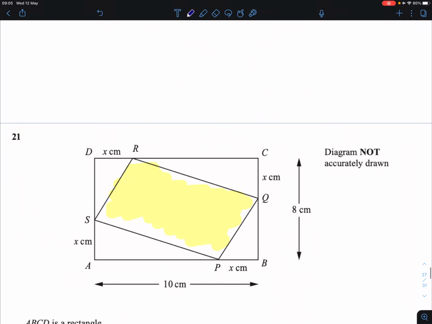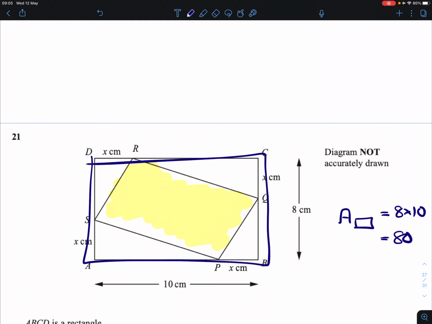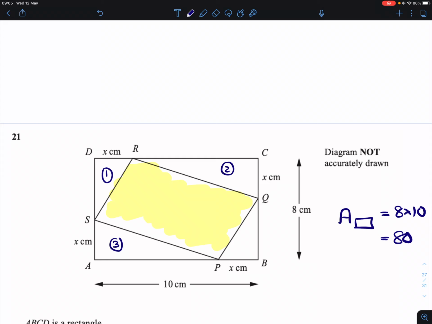So on our picture, to find the area of that parallelogram, that is a bit of the rectangle, so finding the area of the whole thing, the whole rectangle, would be handy, which I can do by doing 8 times 10 for 80. So that gives us something to work with straight away, the area of all that. Then if I take away these pieces here, the area of those pieces there, that will leave me with what you see in yellow.